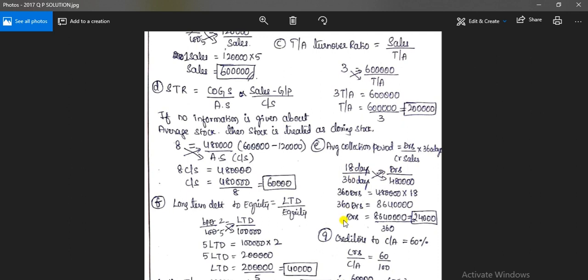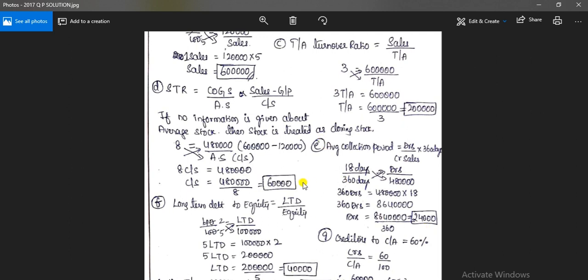Now make a cross multiplication. 360 debtors is equal to 4,80,000 into 18, so 360 debtors is equal to 86,40,000. So debtors is equal to 86,40,000 divided by 360, that is 24,000. So debtors we have found out as 24,000 and stock we have found out as 60,000. So two current assets we have found out.